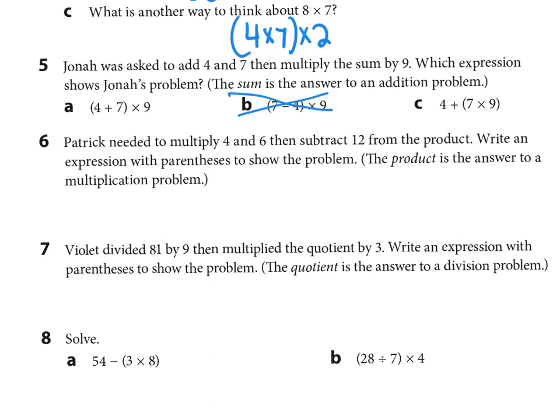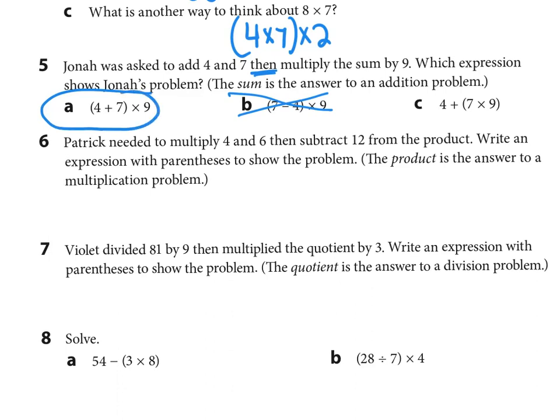So now looking at my two options, is it A or is it C? Well, I see it here on A, the parentheses are in the first part of the problem, and so I would say A is correct because the key part of my question says then multiply the sum by 9. That gives me a clue that the answer is A.